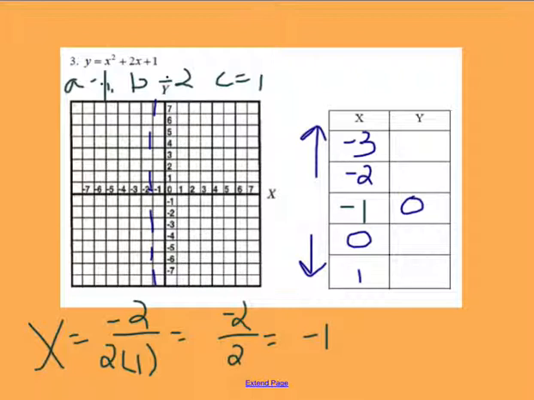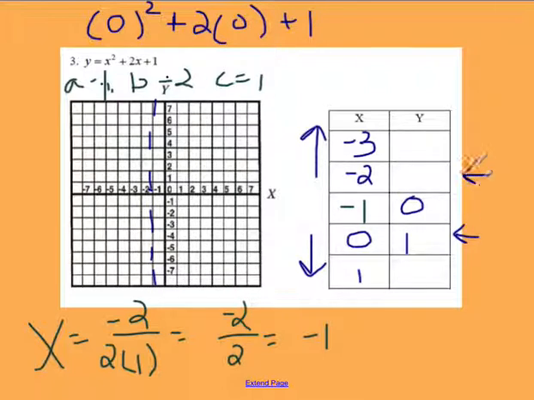So I'm going to plug in 0, not negative 1. 0 squared plus 2 times 0 plus 1. Well, if you plug that into your calculator, you end up getting 1. Now remember, if this guy is 1, this guy also has to be 1 because they need to be symmetrical. We can say that without having to calculate it out.